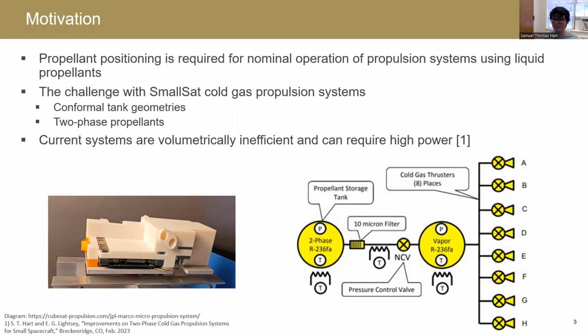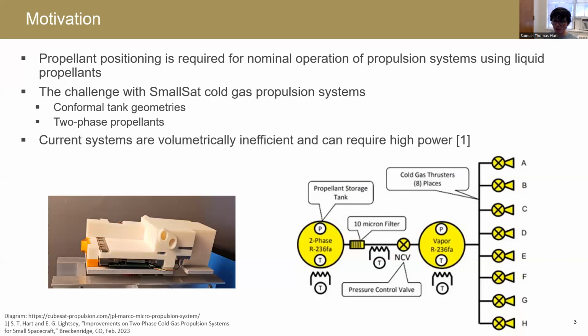However, we find that there are challenges when we try to do this on smallsat cold gas propulsion systems. The first challenge being that we use conformal tank geometries. So if you take a look at the bottom left image here, that is the VISORS propulsion system. And as you can see, its tanks are not axisymmetric. It is a conformal geometry. Next, we use two-phase propellants often in these systems. And that presents a whole host of problems that we will discuss later in this presentation.